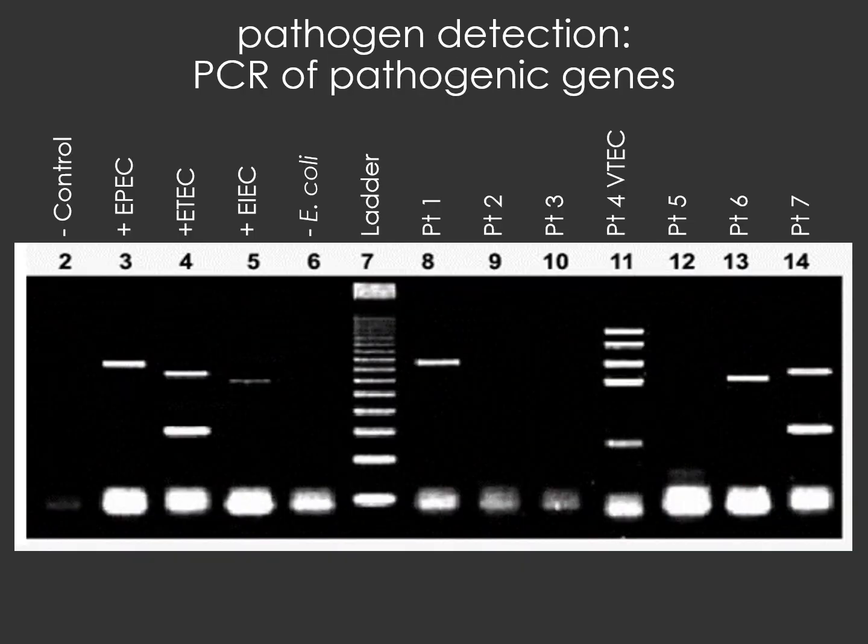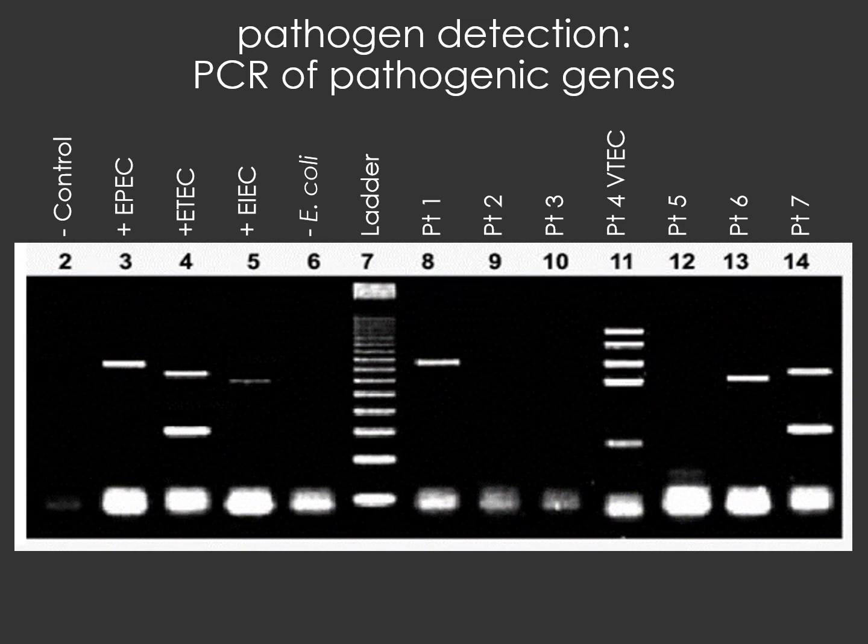We can actually use PCR in order to identify pathogenic genes, and that was done in this set of experiments here, where a bunch of patients were colonized by E. coli, and they were trying to figure out whether or not the E. coli that was colonizing these patients was actually the pathogen causing their disease. And it turns out that the difference between E. coli, the normal flora strain, and these pathogenic strains of E. coli is the presence of different pathogenic genes.